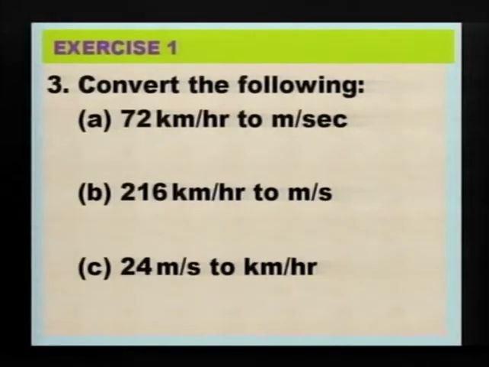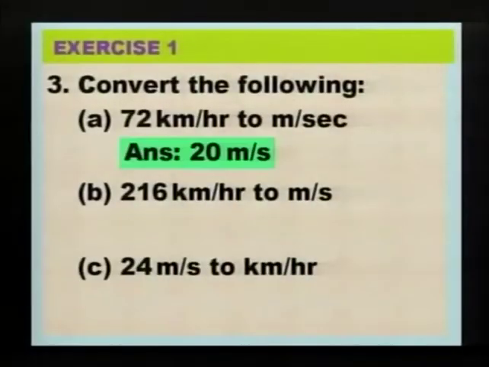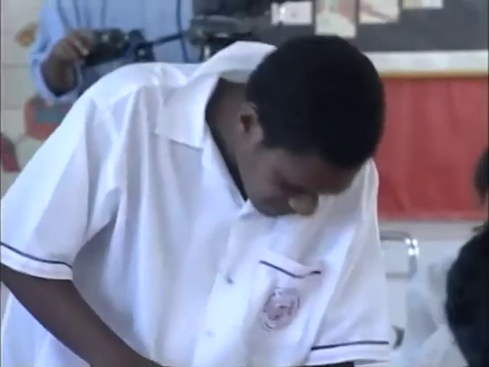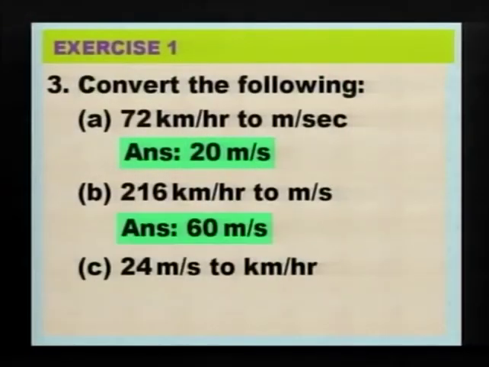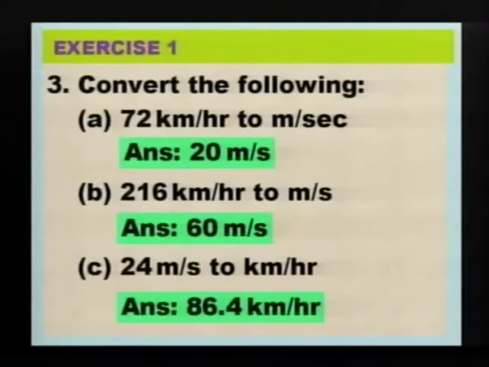Okay. Number 3. Now we're on to the unit of speed. Andrew, letter A. 20 meters per second. Correct. Letter B. Peter, 60 meters per second. 60 meters per second is correct. Letter C. Gabriel, 86.4 kilometers per hour. 86.4 kilometers per hour is also correct.